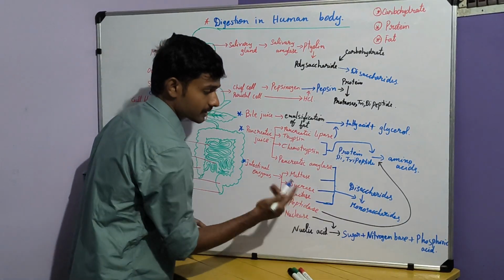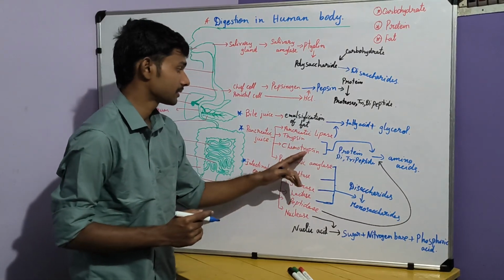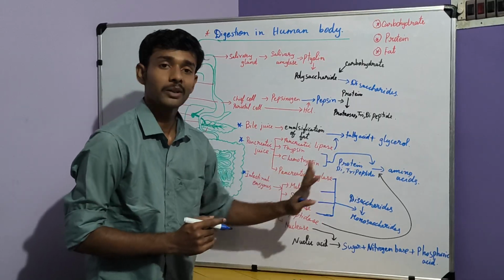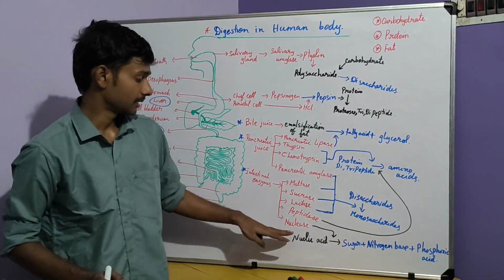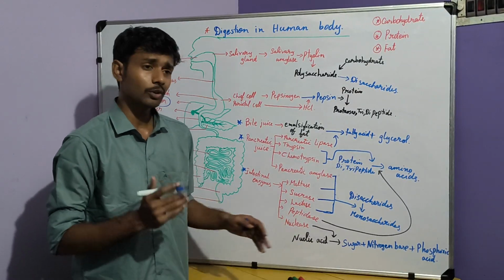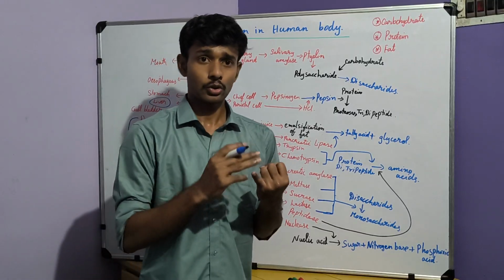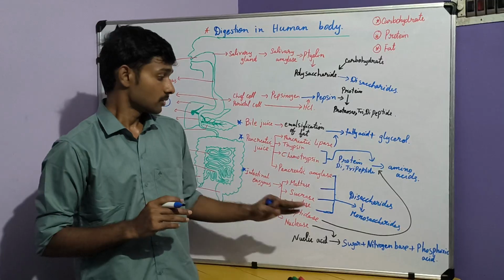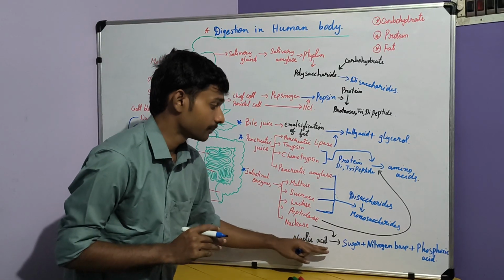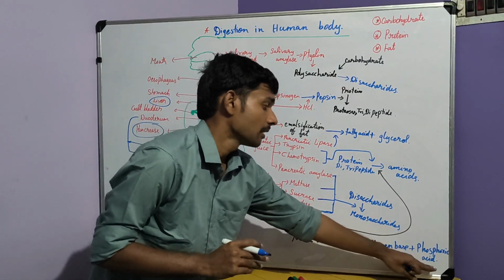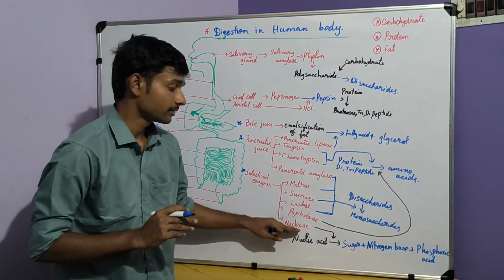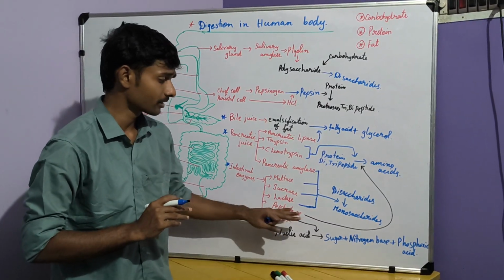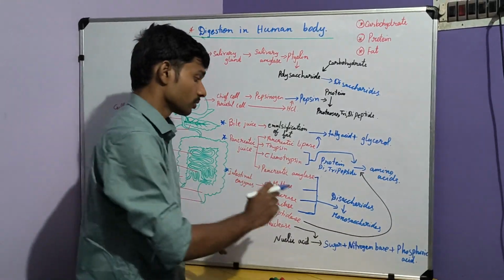Then peptidase, like trypsin and chymotrypsin, breaks down protein into amino acids. And the nucleic acid gets broken down as well. We know that nucleic acid is made up of a pentose sugar, nitrogenous bases, and phosphoric acid. So nucleic acid gets broken down into sugar, nitrogenous base, and phosphoric acid in the presence of nuclease, nucleosidase, and nucleotidase. So this is the final step.